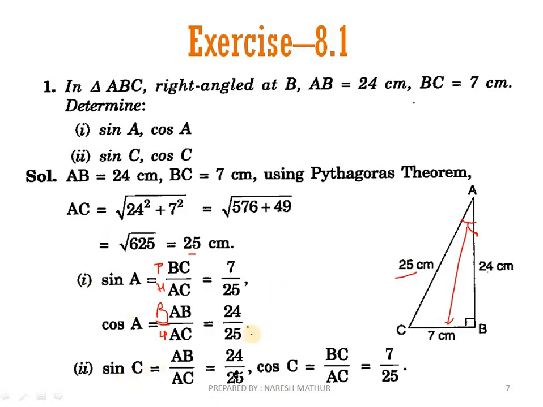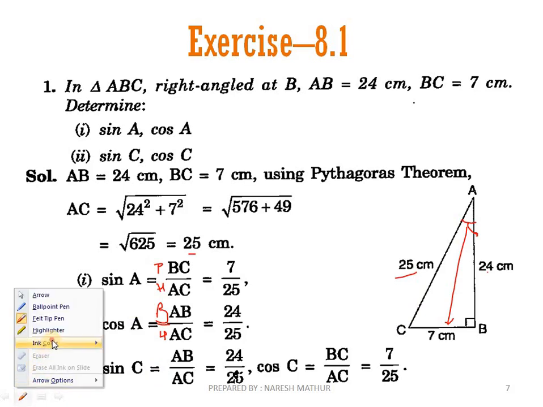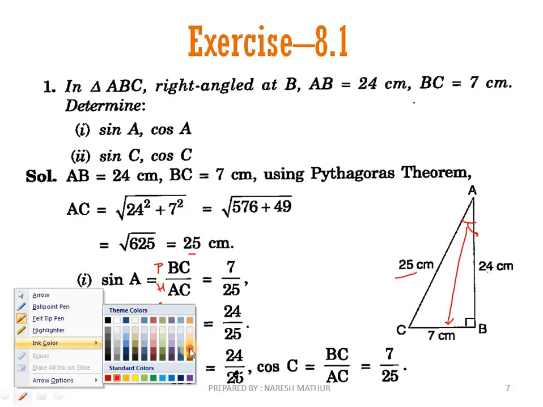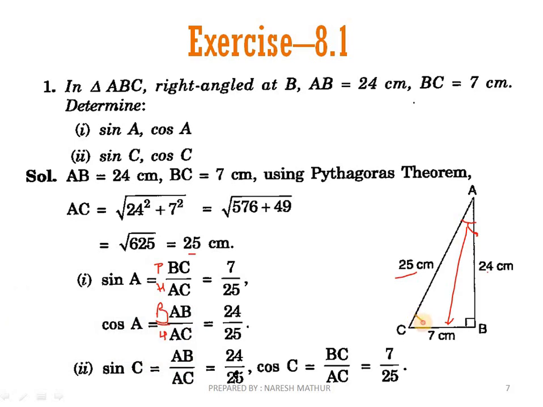Similarly for angle C, we can get the value of sin C, that is perpendicular upon hypotenuse. For angle C, the perpendicular will be AB and the hypotenuse will be the same, so that will be 24 by 25. Similarly, we are talking about angle C, so BC will be the base, so the value of cos C will be 7 by 25. Alright, easy.